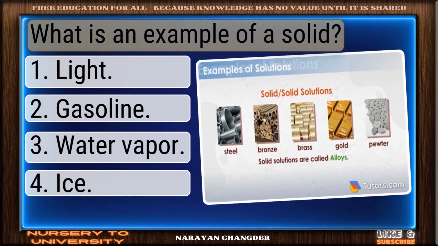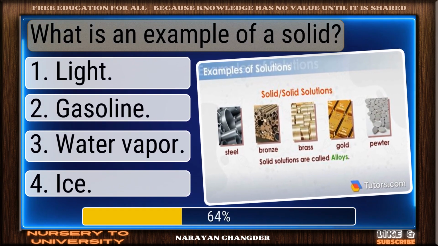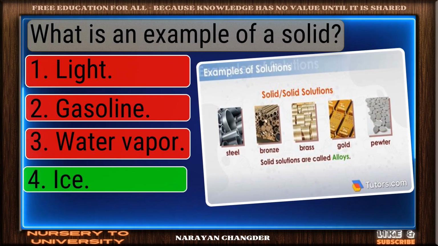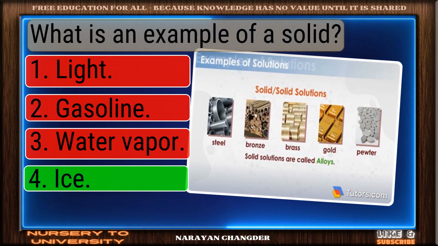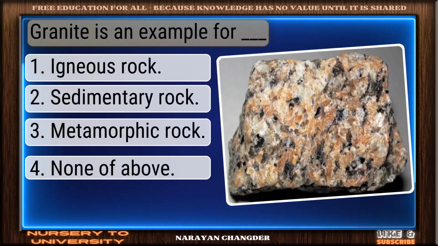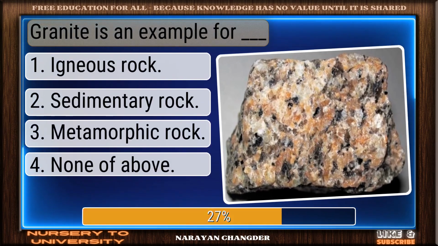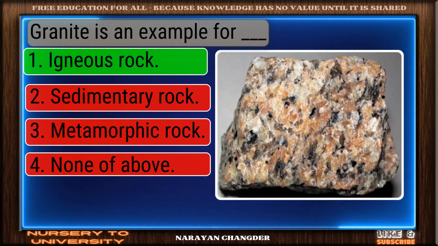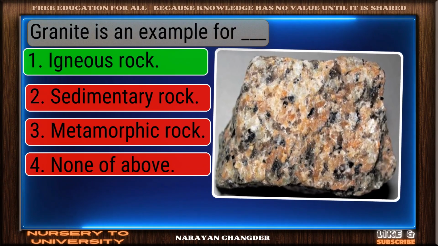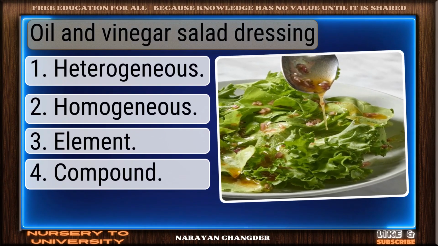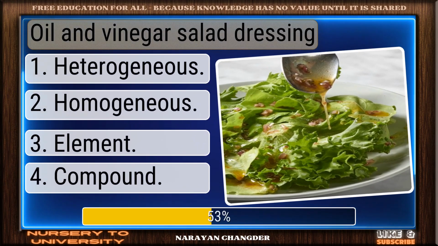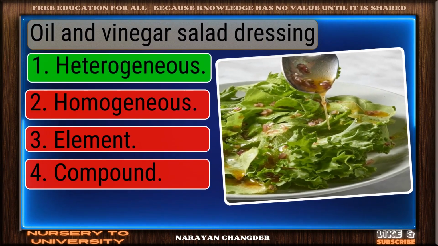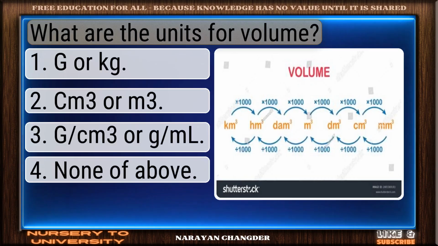What is an example of a solid? Correct response. Ice is the most accurate answer. Granite is an example for dash. You chose igneous rock, and it is correct. Oil and vinegar salad dressing. Bravo, heterogeneous is the answer.